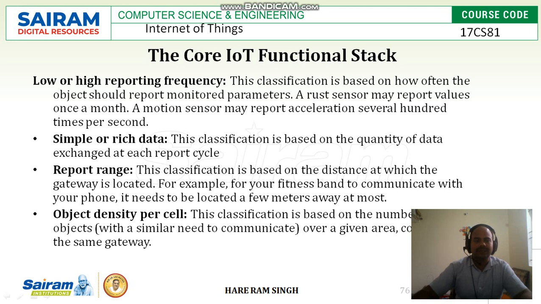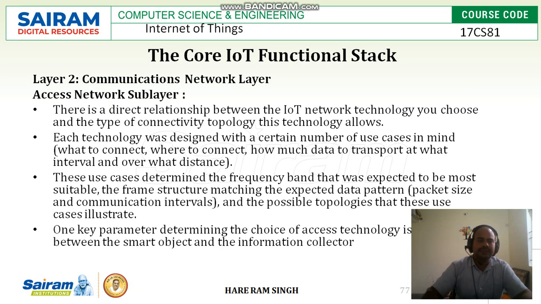Then object density per cell. This classification is based on the number of smart objects over a given area connected to the same gateway. So within a given distance, what is the density of the IoT objects?